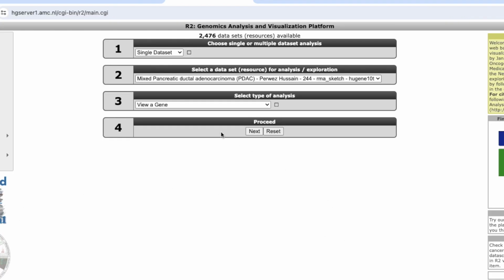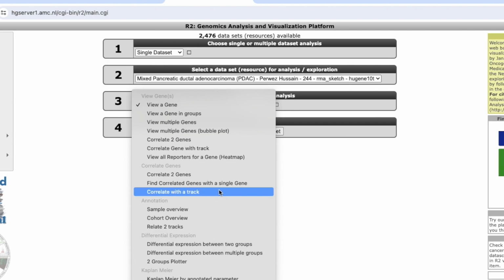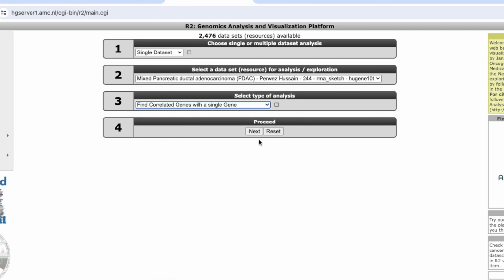Okay. If I want to figure out what a gene's doing in a particular context, let's find about halfway up, maybe a little more towards the top, find correlated genes with a single gene. Everybody see that? Click on that. All right, let's go next.